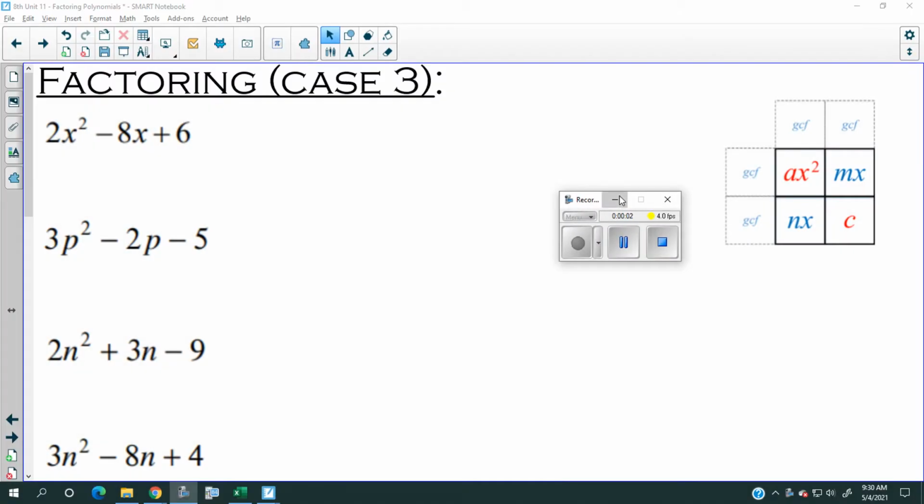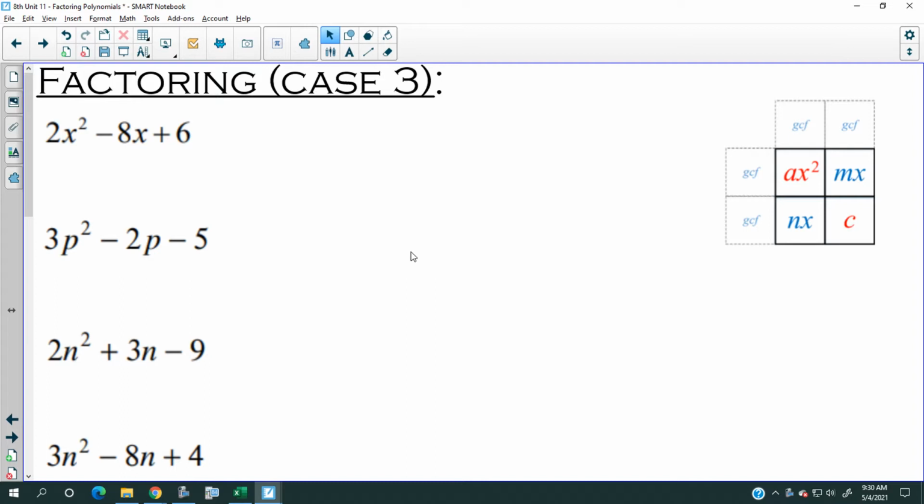So what happens if it's 2, 3, 5, or 7? Okay, so which means that it's going to be a little bit more complicated to factor. All right, and we're going to spend 3 days on that. So let's see what that looks like. Let's jump right into it then.